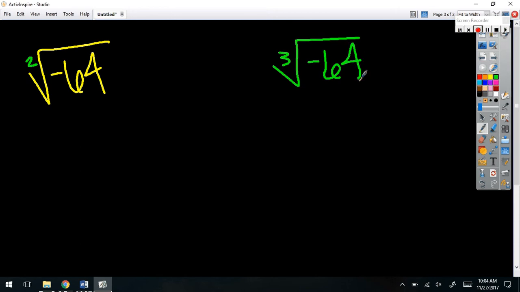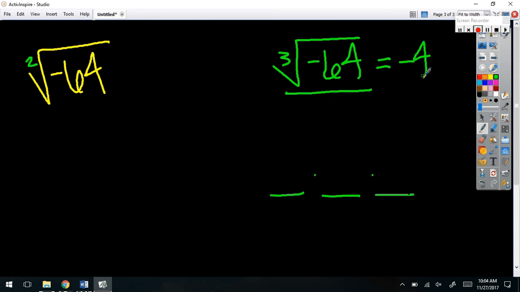You know what you could do? One of these will work and one of them will not. I think it's a 3. This one will work because it's odd. Negative 4 will equal it.